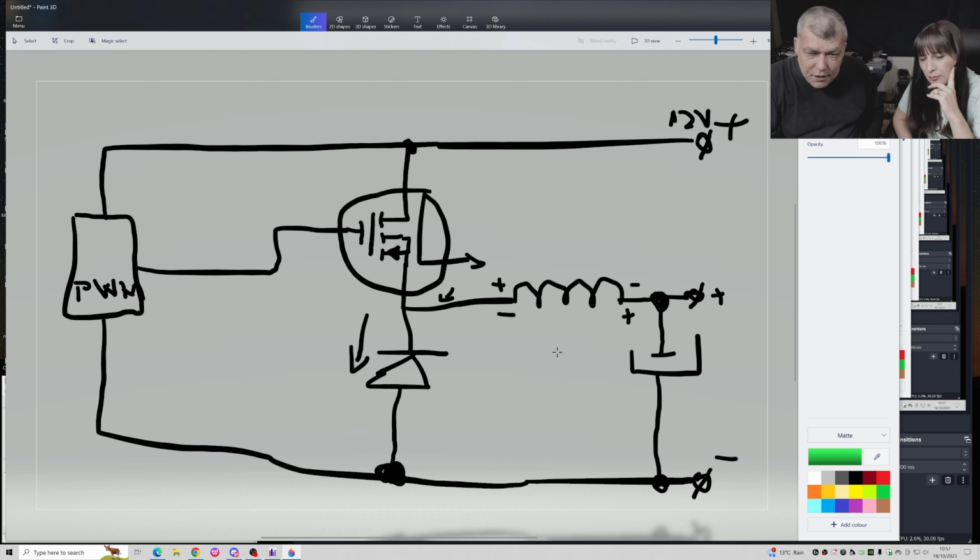If you have the load, the resistance here, and you don't have the capacitor, this circuit will never work. I'm not sure you understand why it will not work. Why will it not work? Because the DC will go into that resistor, the load. The load symbol is a resistor. Obviously, every load has a resistance.